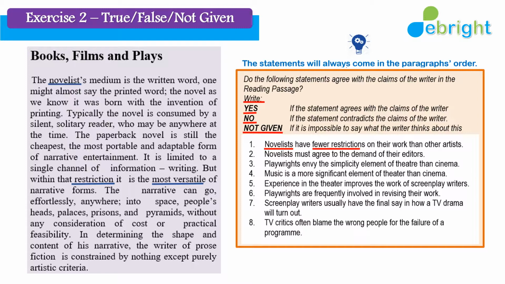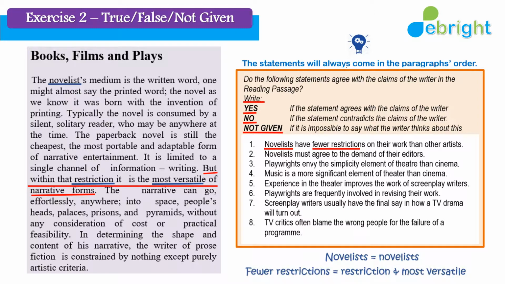So let's read the sentence. But within that restriction, it is the most versatile of narrative forms. The synonym of novelist is novelists, and for fewer restriction, you've got the word restriction, and fewer is most versatile. So because the keywords are synonyms with the words in the passage, statement number 1 is yes or true.